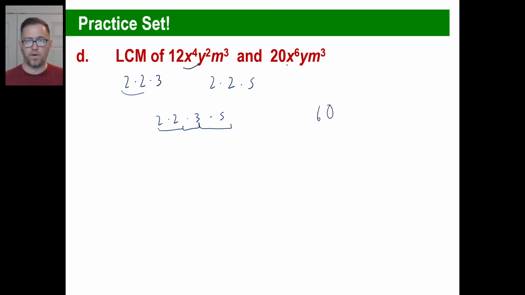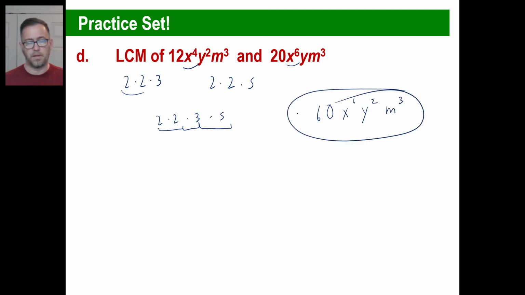X to the 4th or X to the 6th? X to the 6th. Y squared, Y? Y squared. M to the 3rd, M to the 3rd? Well, it's the same thing. There you go. Okay, and that is it.